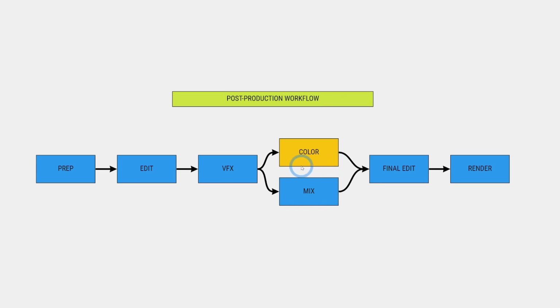And you get the final images from color and the final audio from mix, and you put them together in your final edit. And after that, you render. So color happens right here. You generally want to have everything pretty much done before you get into color.